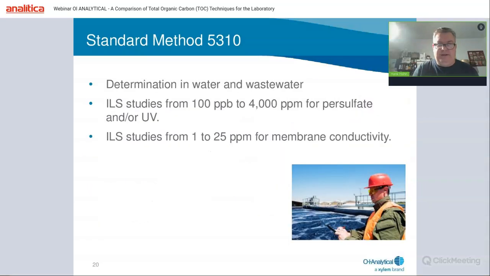There's 5310, which I mentioned, and there are two different types of that. There's B for combustion and C for wet oxidation. This is the determination of water and wastewater. It can go from 100 ppb to 4,000 ppm for persulfate. And then there are also studies from 1 to 25 ppm for the membrane conductivity.